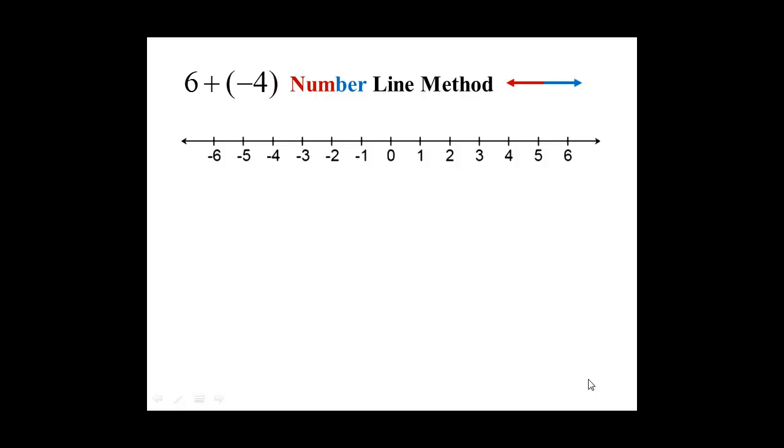We will add the numbers 6 plus negative 4 using the number line method. The number 6 tells us where we will start on the number line. We start at 6. When we add a negative number, we move to the left. So from the number 6, we will move 4 spaces to the left. 1, 2, 3, 4. So 6 plus negative 4 is equal to 2.